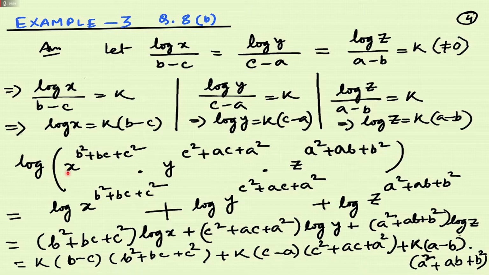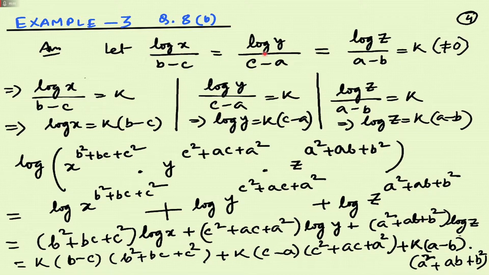You have to prove, not find, you have to prove that x to the power b square plus bc plus c square into y to the power c square plus ac plus a square into z to the power a square plus ab plus b square is equal to 1. Just consult the book, you will find the problem there.